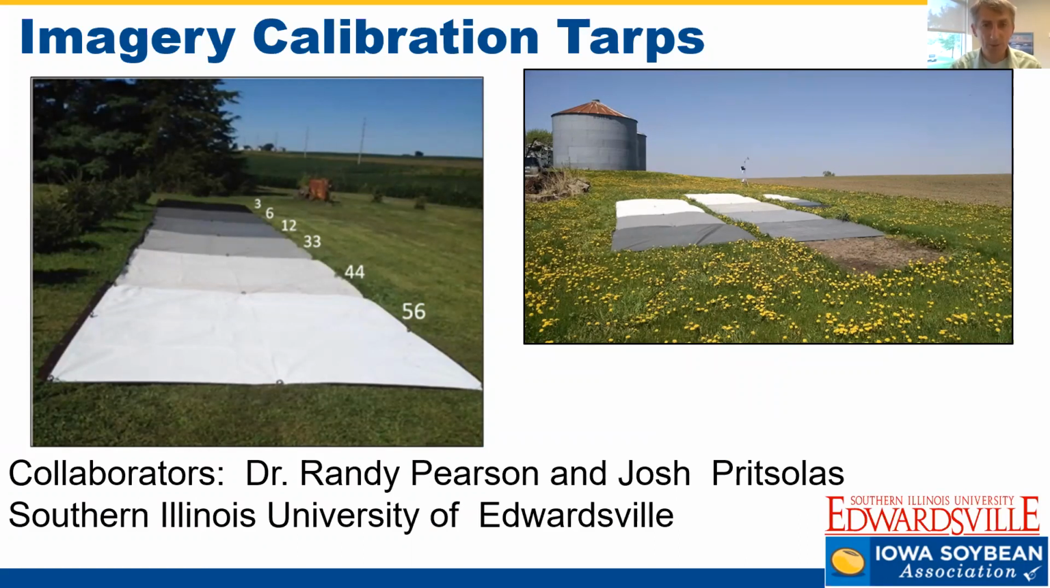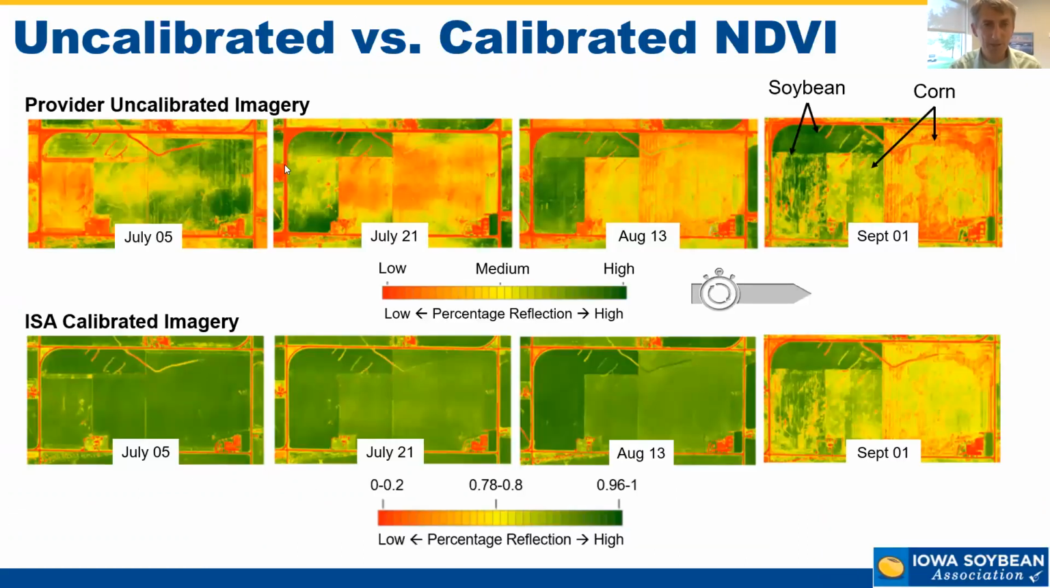So what does it do? Here on the top, and again, this is the calibration site we established, 200 acres. There are soybean and corn fields. This is an example of calibrated versus uncalibrated NDVI. It's one of the indices, which I'll talk about a little bit later.